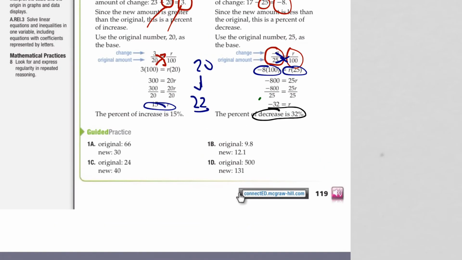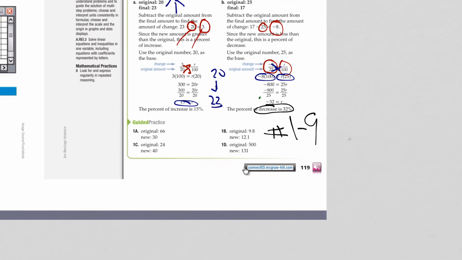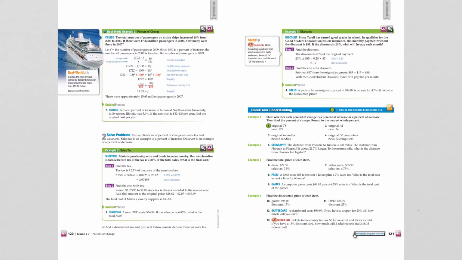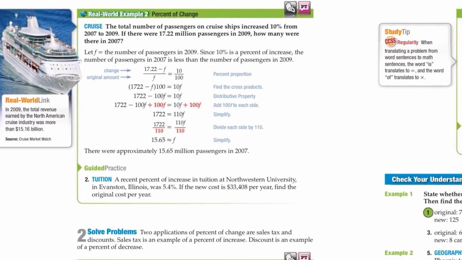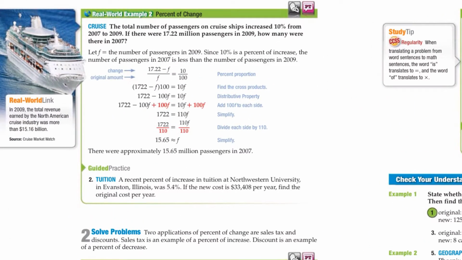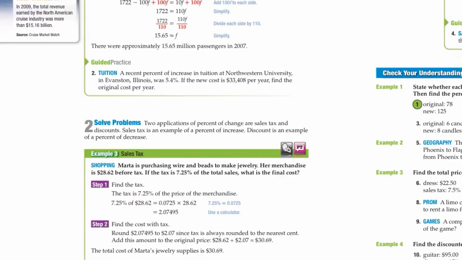Now on your worksheet, the problems that fit example 1 are problems 1 through 9. Problems 1 through 9 on the worksheet are the ones that fit this example. So numbers 1 through 9. Alright? Now we have to find the total price of each item. That's on your worksheet. If you look right here though, they still give a real world example. This one's a little different, but I'm not worried about that right now. We're worried about the worksheet and basic stuff.